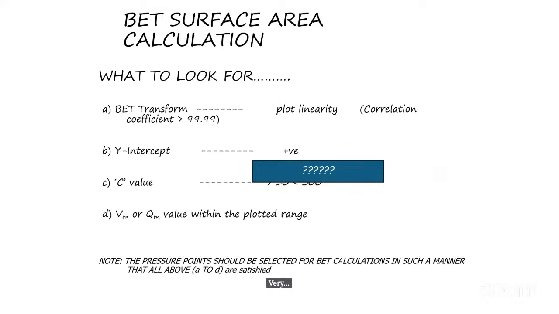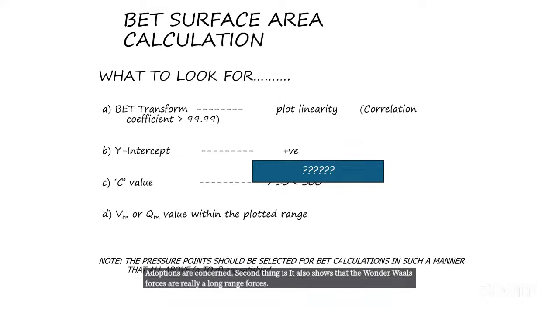In very rare situations, I can name only graphite with argon. It shows you two things. Number one, the surface is very, very uniform as far as energy of adsorption is concerned, which was the original assumption, but is not true in most materials. In this case, it is true. Second thing is it also shows that the van der Waals forces are really long range forces. So you get steps.